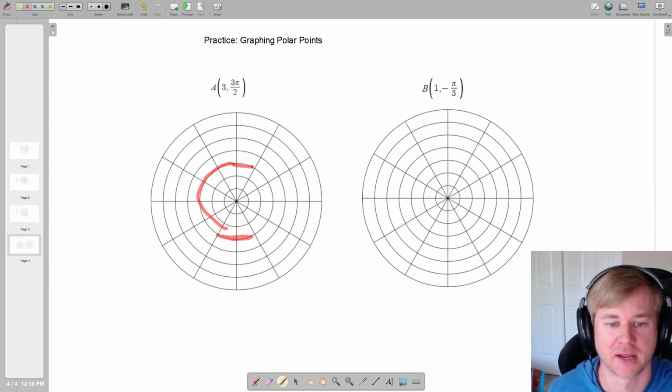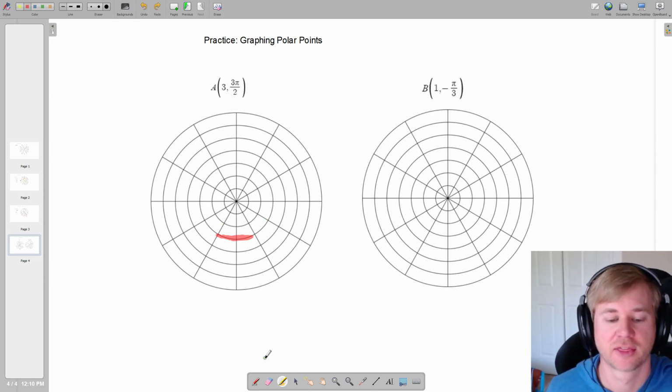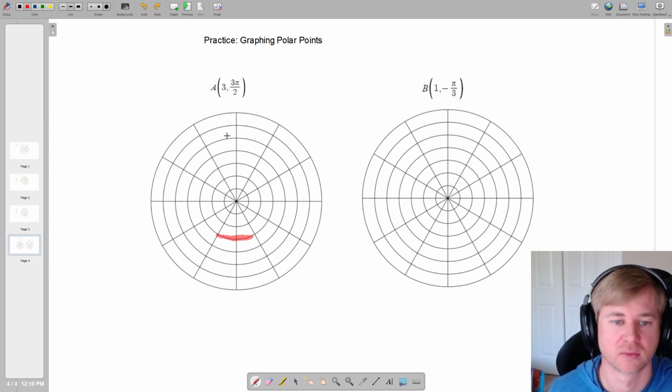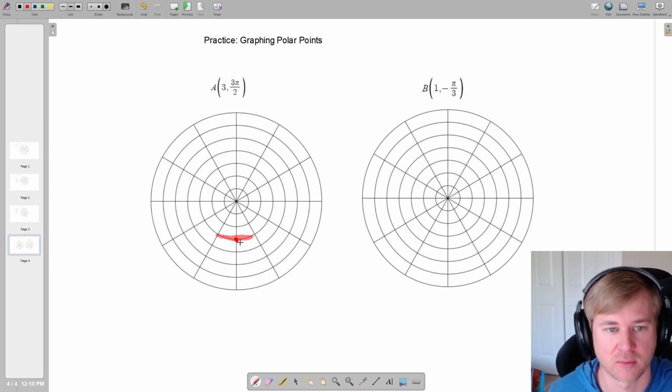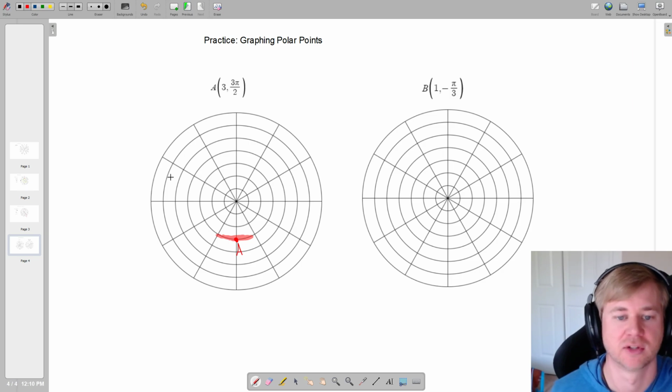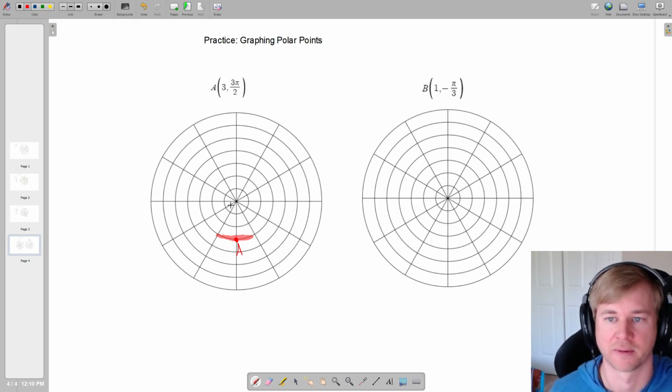I could be anywhere on here, but I know where 3 pi over 2 is. So 3 comma 3 pi over 2. So that's 270 degrees. 90, 180, down here. That would be your point A. 3 pi over 2 is the angle, and you're on the third ring out.